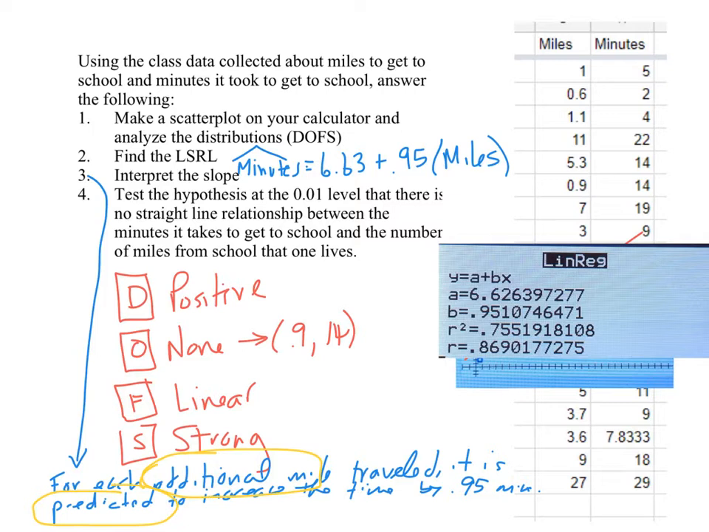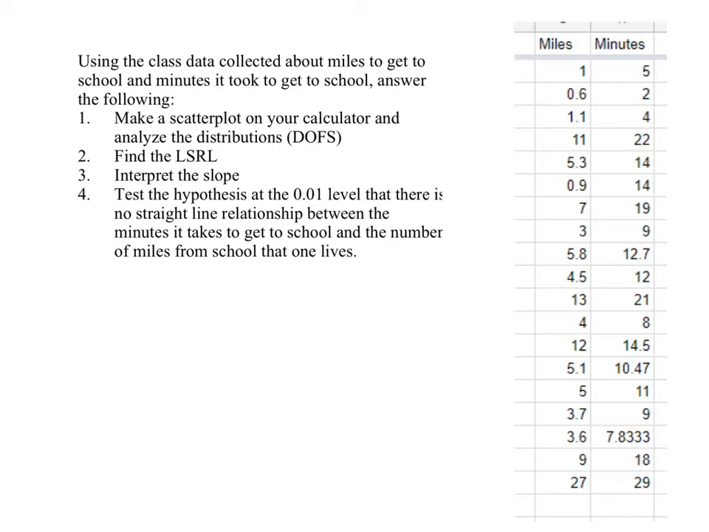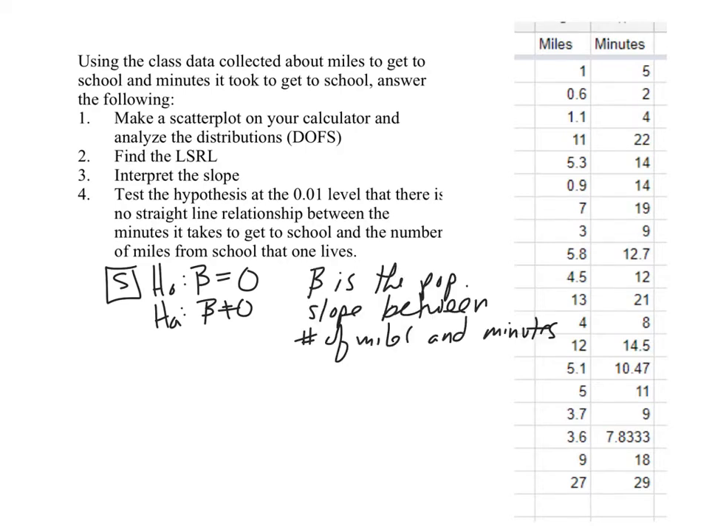Okay, let's answer number 4, the hypothesis test. So we're going to start with a state. Remember, we begin that the slope is 0. The alternative is that it is not, because we're just testing if a straight line relationship exists. And just make sure you define your parameter. I said that beta is the population slope between the number of miles and minutes.